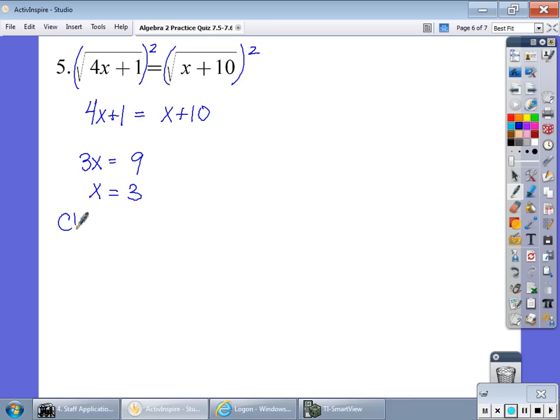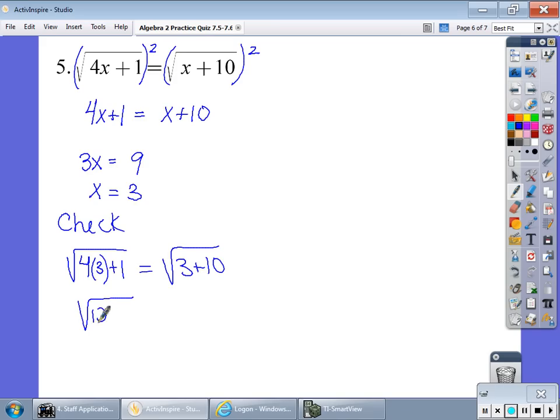Now let's do our check. So we have the square root of 4 times 3 plus 1. Does that equal the square root of 3 plus 10? Well, that's the square root of 12 plus 1. Does that equal the square root of 13? And yeah, the square root of 13 is the square root of 13. That checks out. x equals 3 is our answer.